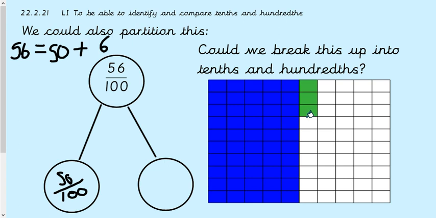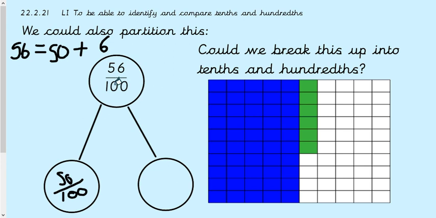1, 2, 3, 4, 5. 1, 2, 3, 4, 5. There we go, 6. So you can see that I've just partitioned that into tens. It's like how many full blocks of tens can you make, which is 5, 50. So 50 hundredths, and then you've got 1, 2, 3, 4, 5, 6 hundredths left.